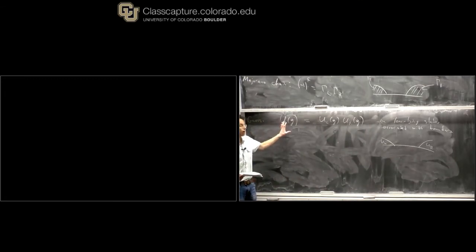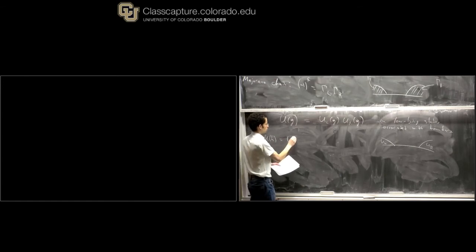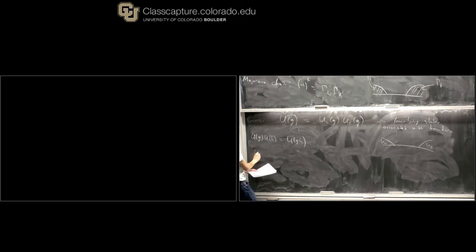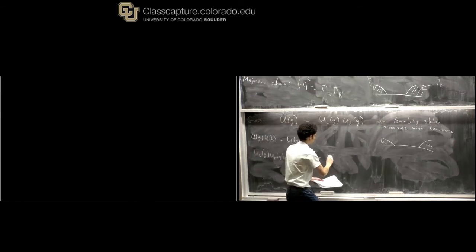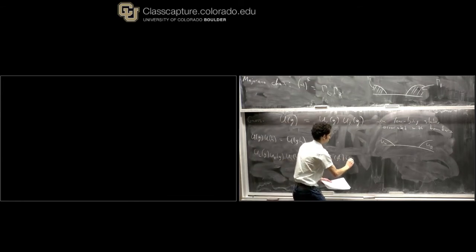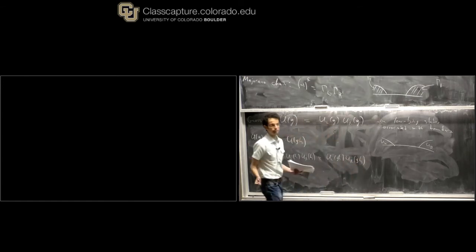Okay, but now we know that overall our U should satisfy the group law. We know that U(g) times U(h) should be equal to U(gh). So that means that U_left(g) U_right(g) U_left(h) U_right(h) should be equal to U_left(gh) U_right(gh), at least on these low-lying states.